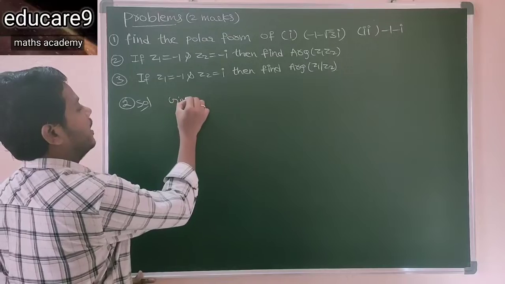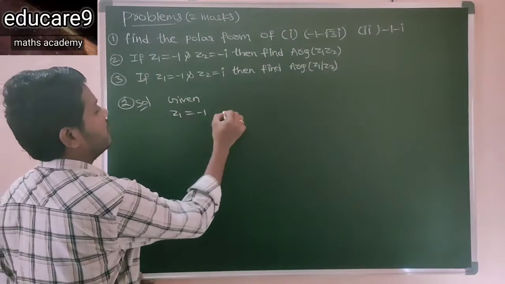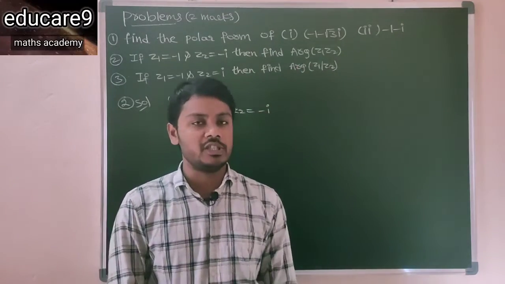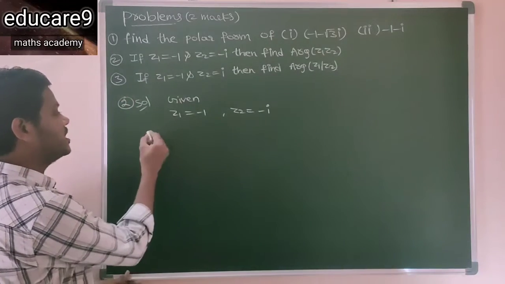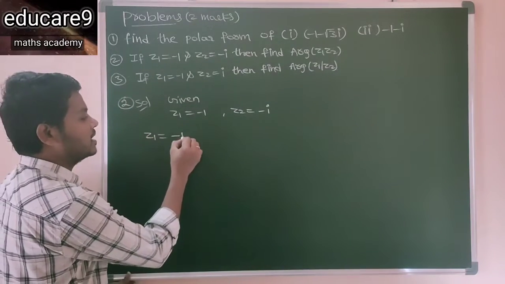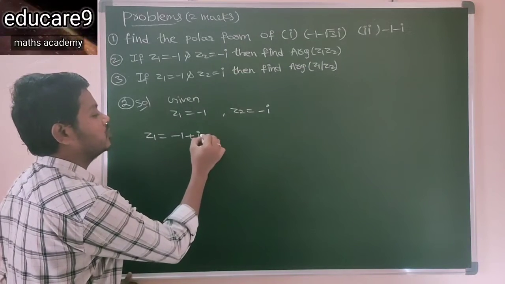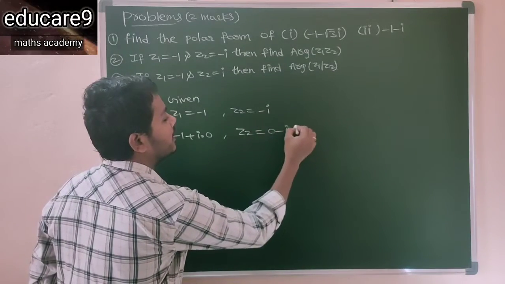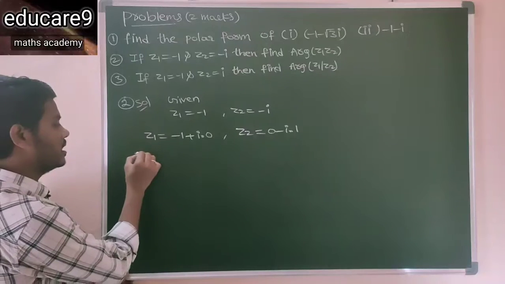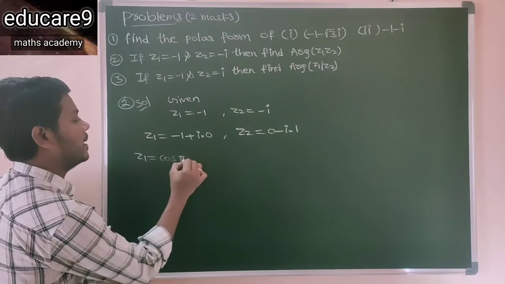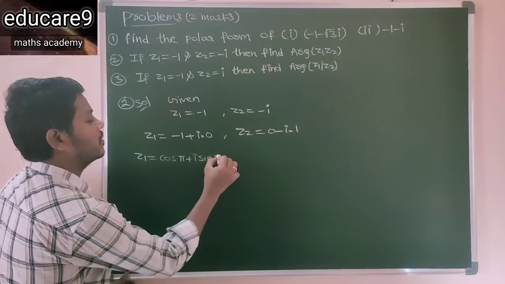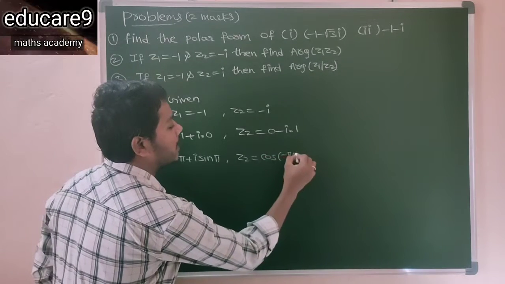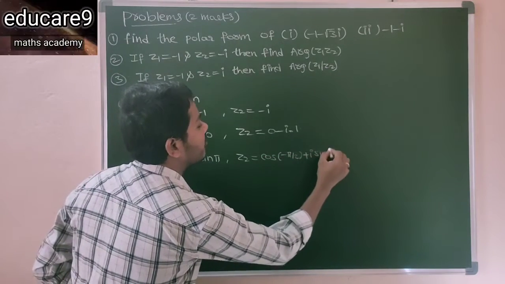So given z1 is equal to minus 1, z2 is equal to minus i. Then find the argument of z1, z2. So see here, this z1 can be written as minus 1 plus i into 0. And z2 is written as 0 minus i into 1. So clearly z1 is written as cos pi plus i sin pi. And z2 is written as cos of minus pi by 2 plus i sin of minus pi by 2.